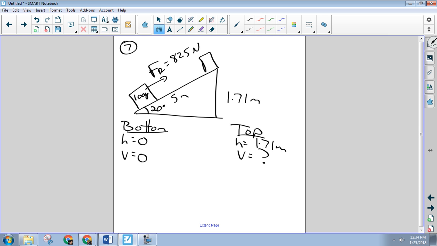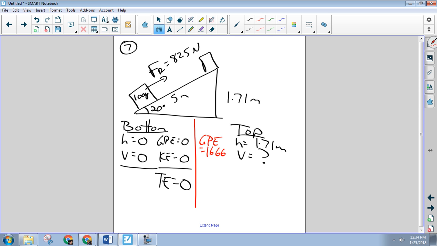All right, so now let's talk energy. At the bottom, there's no height, no velocity. That means my total energy is going to be 0. I guess this is misleading; I probably shouldn't have written it that way. This is actually GPE is 0, KE is 0, and you add those together to get that your total energy is 0. Over here, if our height is 1.71, that's going to correspond to some GPE. So the GPE here at the top ends up being like 1666-ish.